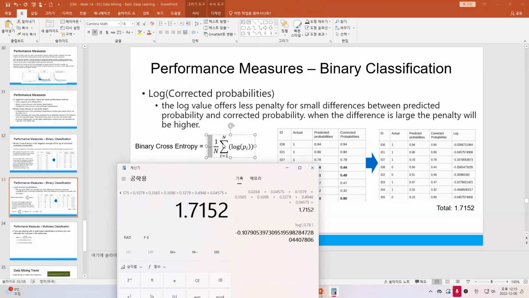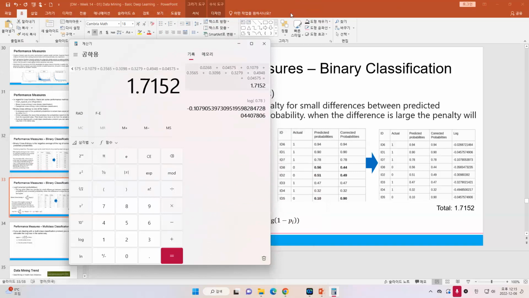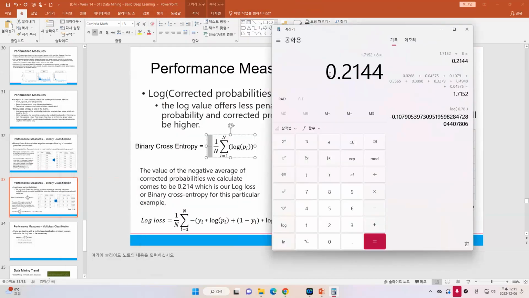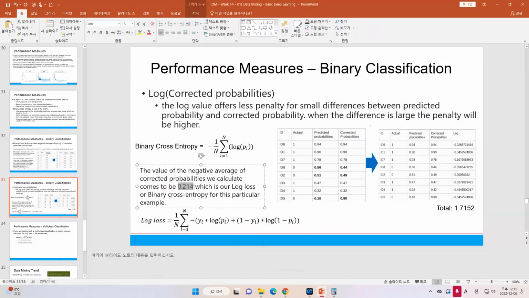After I have the summation, I will divide by n. What's n? n is the number of data points. 1, 2, 3, 4, 5, 6, 7, 8. Then I will divide by 8. Then the result is 0.2144. So I will just make it 0.214, and this is the binary cross entropy loss, or the log loss.